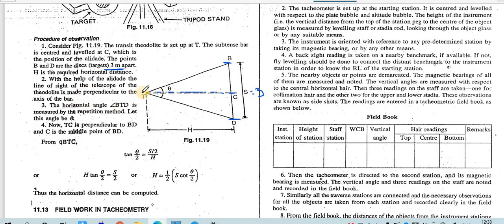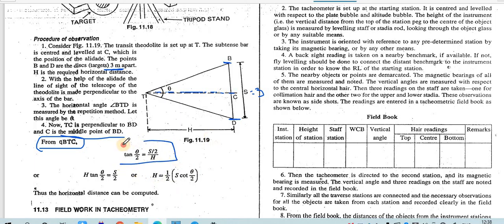The horizontal angle BTD is measured by the repetition method. So you need to measure the angle BTD, from B, T and D. Now TC is perpendicular to BD, and C is the middle point of BD. So from triangle BTC, tan theta by 2 will be S by 2 by H.